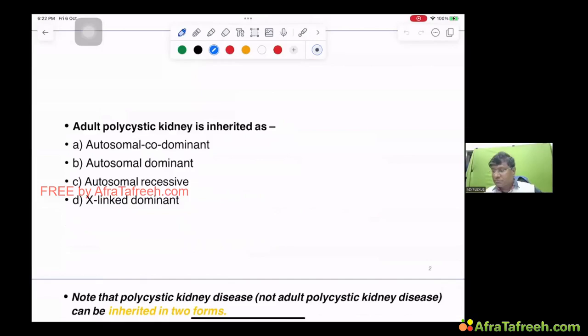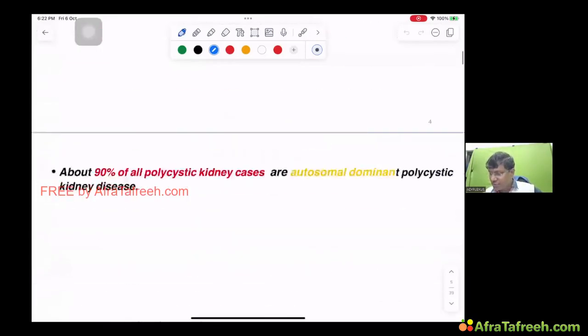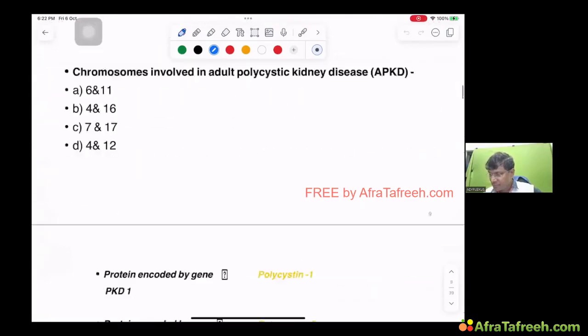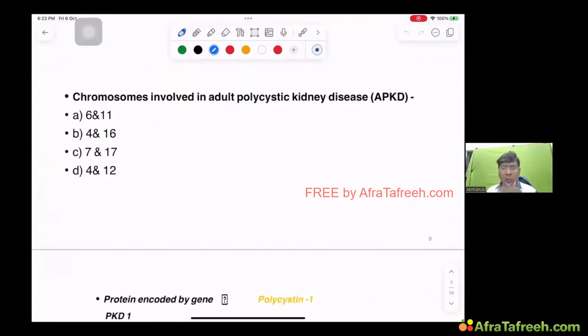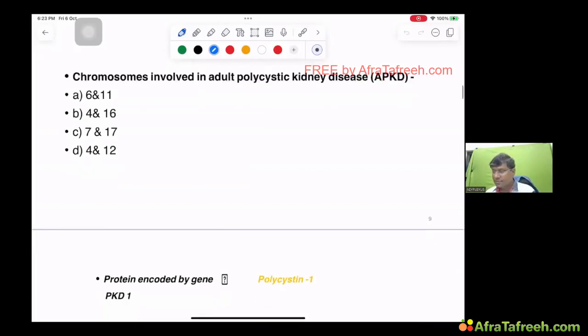Adult polycystic kidney disease is inherited as autosomal dominant. Chromosomes involved in ADPKD are 4 and 16. On chromosome 4, you have the gene for PKD2, whereas on chromosome 16, you have PKD1.